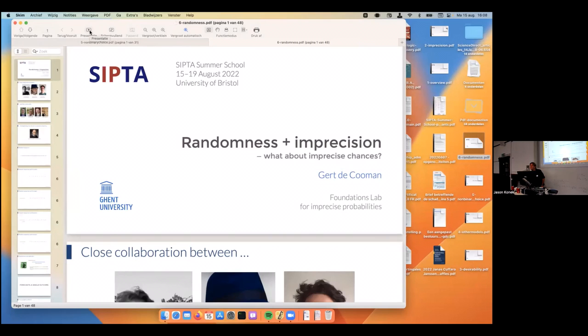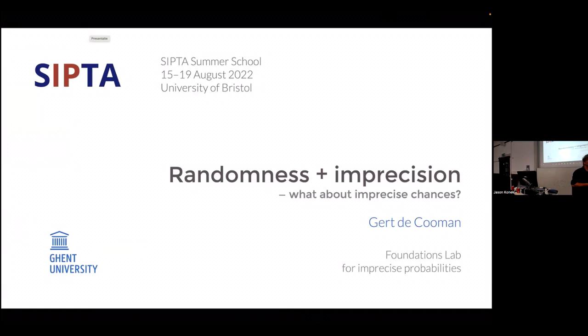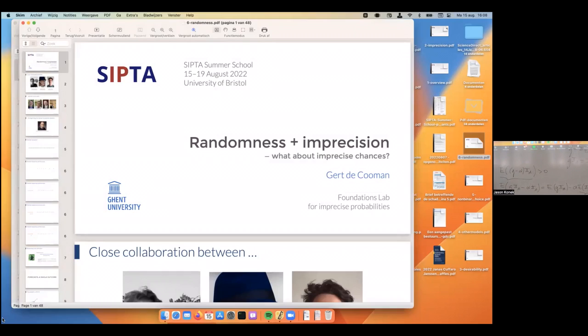Oh, there's a question, sorry. Can you explain why G is equal to the indicator of B? This one? So, yeah. Where was I?